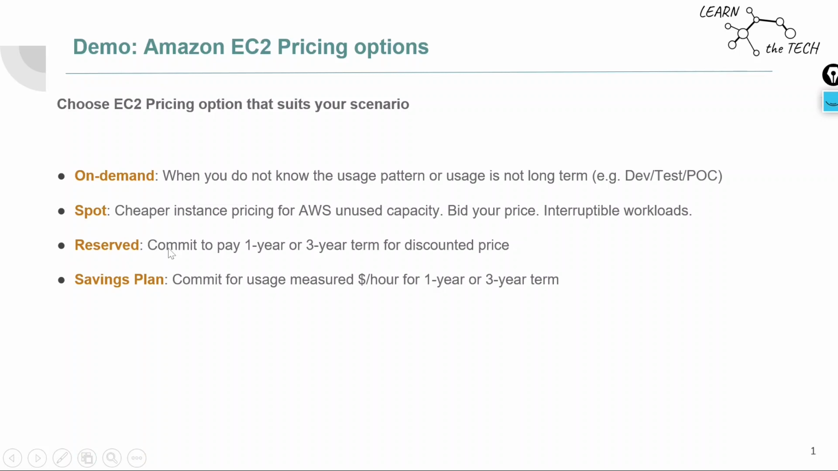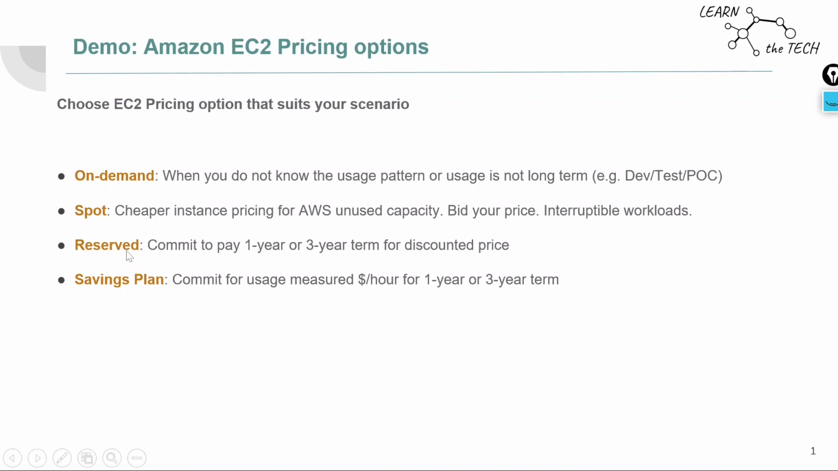Next is reserved. So if you know exactly how much capacity you are going to need, what size of the instance you are going to need, or you have some idea in terms and you are ready to commit for a longer term like 1 year or a 3 year term, then you get a discounted price. However, if you don't use that, still you have to pay for that entire term. Okay, so that is the reserved.